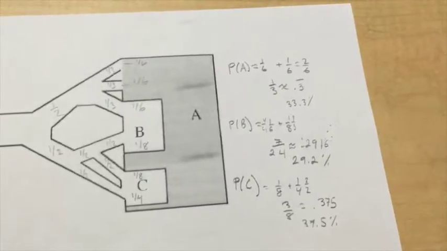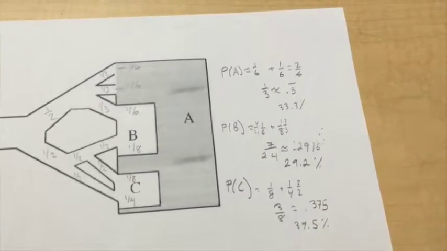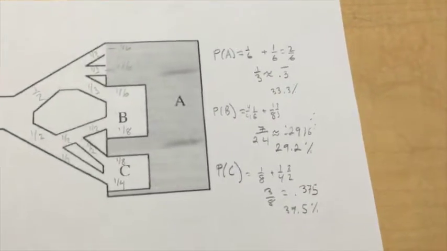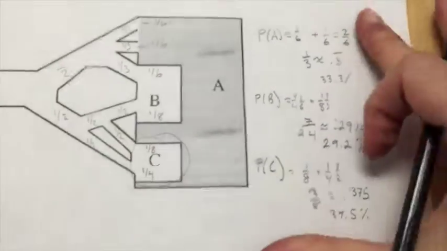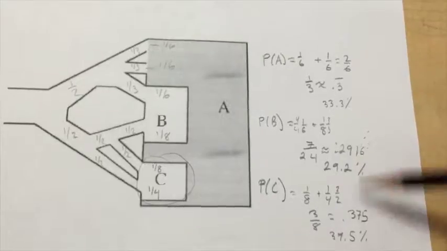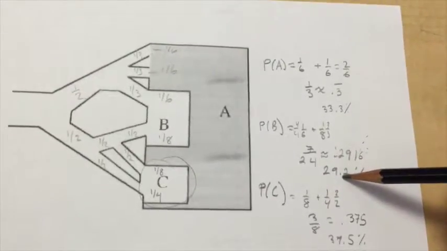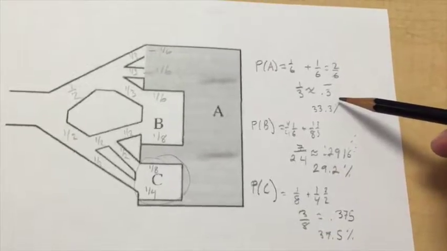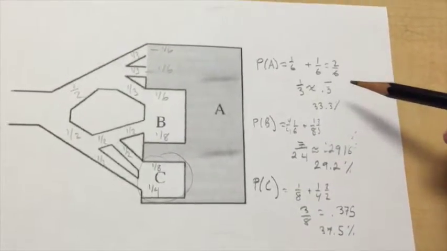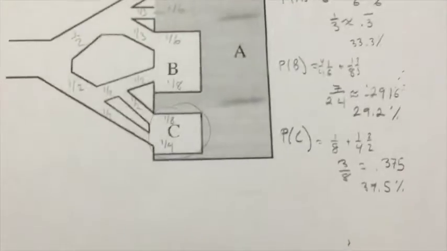So in order to give him the best probability, which room should we put the cheese in? It should be this room, C, because it has the biggest probability, right? It should not be B. It's 29.2%. A is pretty close with 33.3, but again, C is the best room.